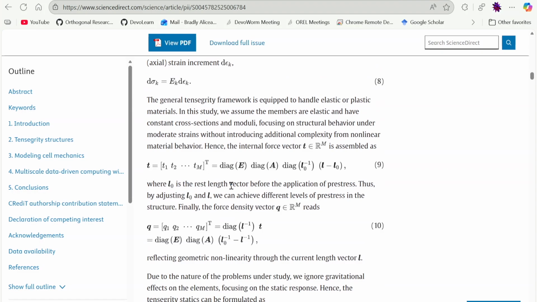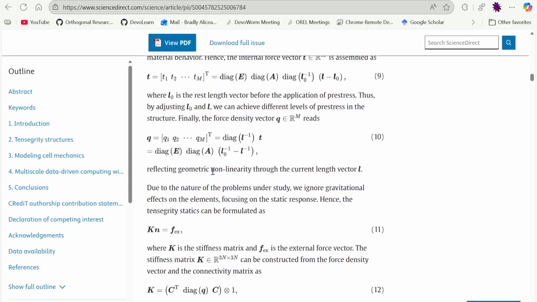L0 is the rest length vector before the application of prestress. So you have this rest length vector, and then you're adding prestress. You're adjusting L0 and L, which can achieve different levels of prestress in the structure. Okay, and then you have force density vector Q, which reads here, reflecting the geometric nonlinearity through the current length vector L.